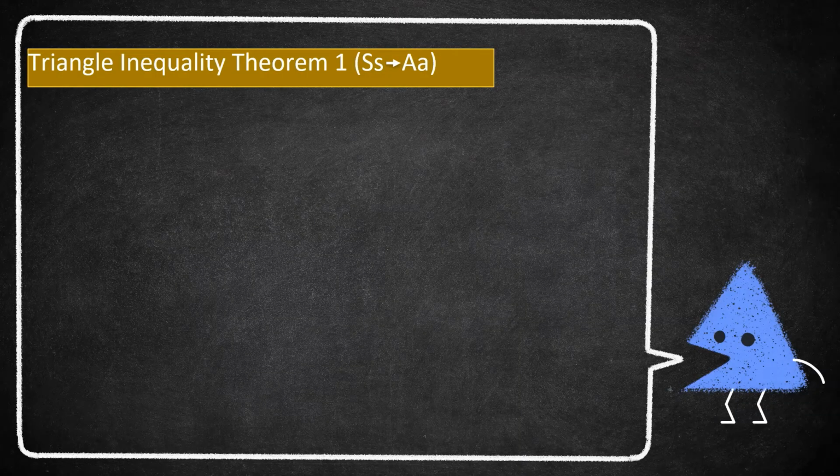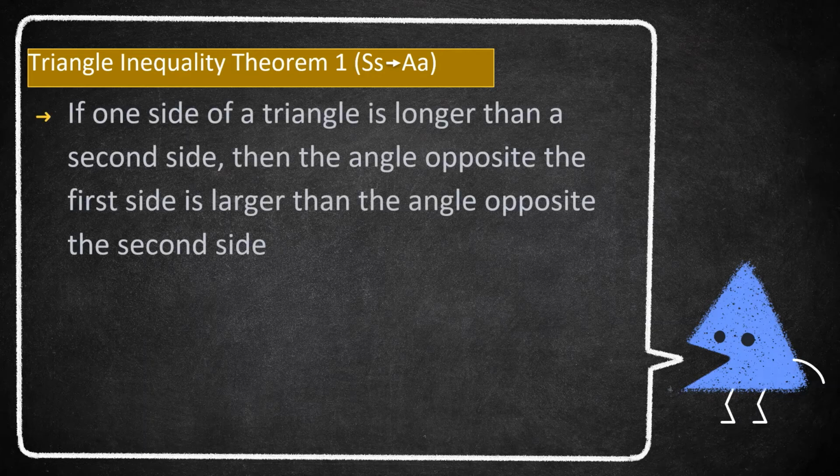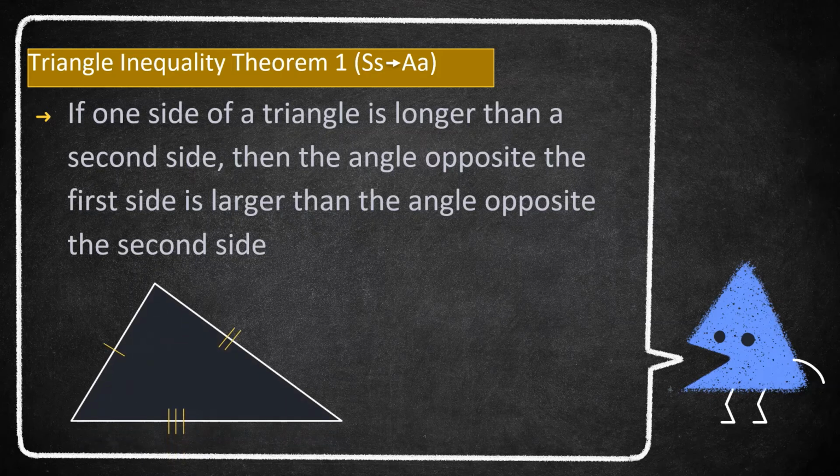Let's have another inequality theorem. So we have here triangle inequality theorem number 1, which is what we call the side-angle relation. It states that if one side of a triangle is longer than a second side, then the angle opposite the first side is larger than the angle opposite the second side. So let's say we have our figure, triangle ABC. If AC is longer than BC, then angle B is greater than angle C.